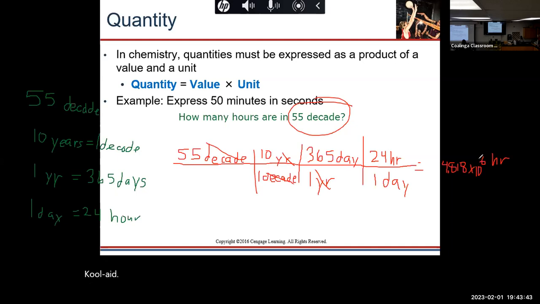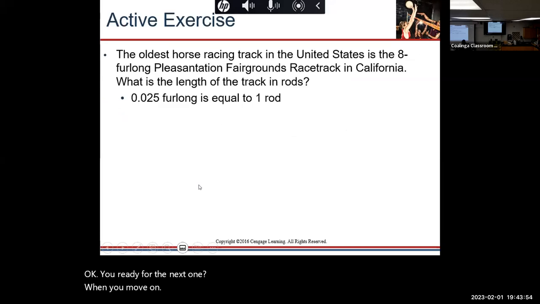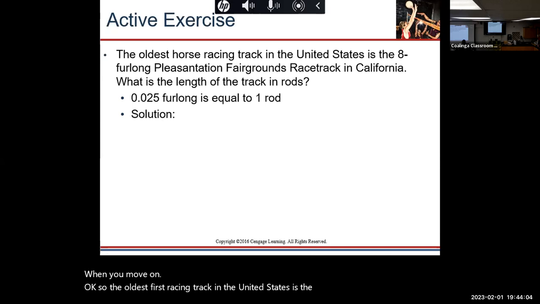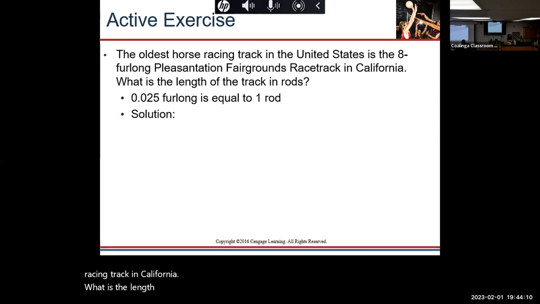Okay, ready for the next one? Ready to move on? Okay, so the oldest horse racing track in the United States is the 8-furlong Pleasanton Fairground Racing Track in California. What is the length of the track in rods?